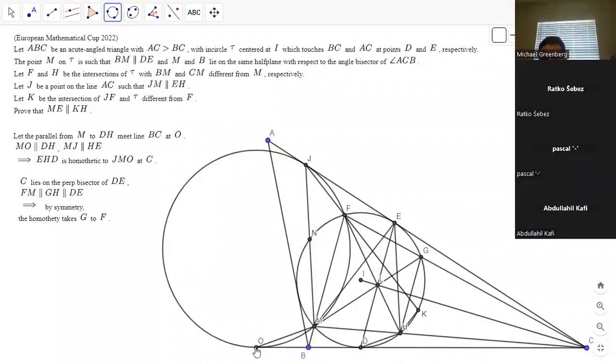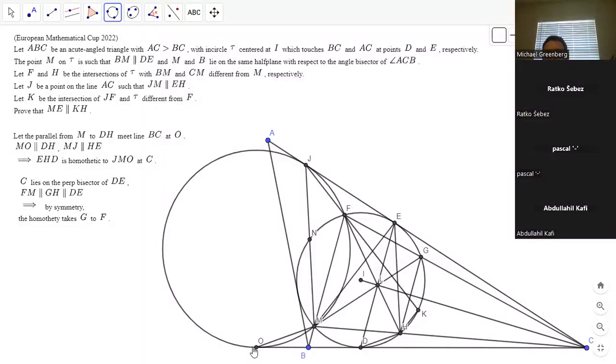I was muted. No, sorry. I just said that why would we change now? Yeah, we don't need to change what we already did, but I think O might be irrelevant. But if your angle chase uses O, let's just stick with it. No, it doesn't use it. Oh, okay. So we need to show that MEHK is an isosceles trapezoid.